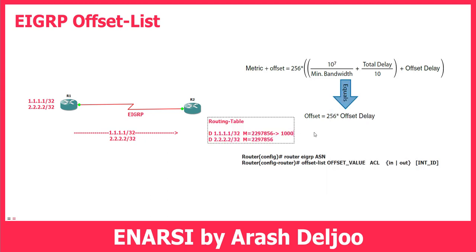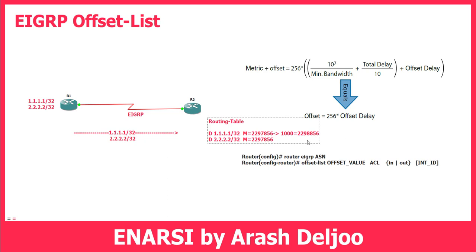Okay, so easy. I will talk about the reason for increasing the metric and the usage of increasing the metric, okay? You know that this is the feasible distance. Actually, we are increasing the feasible distance of the quad 1/32. First, let me talk about the method of configuration. After learning about the offset list, we will talk about the usage of this.